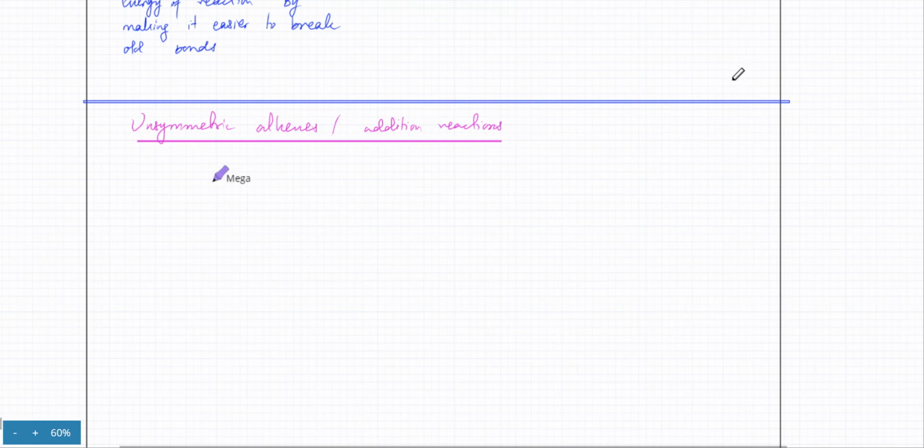First thing is, what is an unsymmetric alkene? An unsymmetric alkene is this one, where if you divide the molecule around the double bond, the molecule looks very different. The left and the right side are very different. So that's what an unsymmetric alkene is. The left side is different compared to the right side. So, two totally different sides.